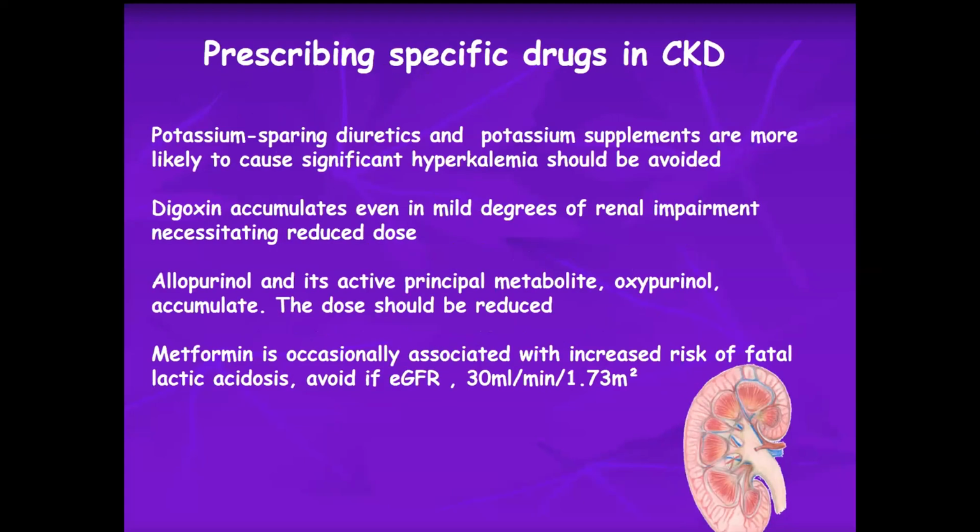Potassium-sparing diuretics and potassium supplements are more likely to cause significant hyperkalemia and should be avoided. Digoxin accumulates even in mild degrees of renal impairment, necessitating a reduced dose. Haloperidol and its active principal metabolites, oxypurinol, accumulate. The dose should be reduced. Metformin is occasionally associated with increased risk of renal lactic acidosis. Avoid if your GFR is less than 30.